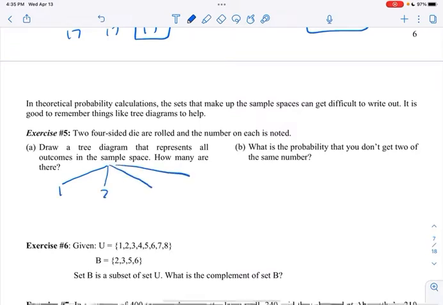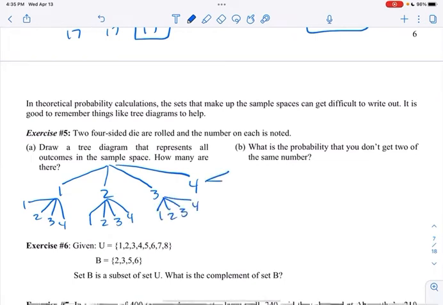How many are there? There are 4 possibilities for the first die I roll: I can get a 1, 2, 3, or 4. Now, if I get a 1 the first time, the second die, I can still get a 1, 2, 3, or 4. If I get a 2 the first time, the second time I can get a 1, 2, 3, or 4. If I get a 3 the first time, the second time I can get a 1, 2, 3, or 4. And if I get a 4 the first time, the second time I can get a 1, 2, 3, or 4. All right?